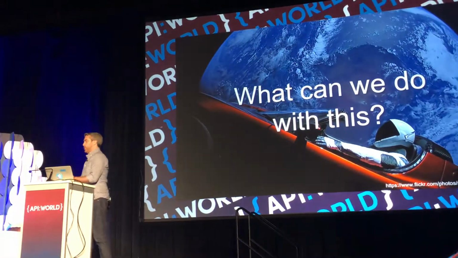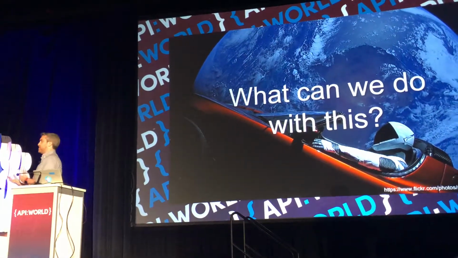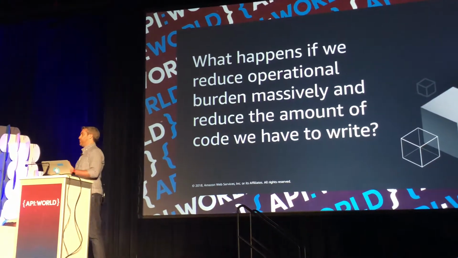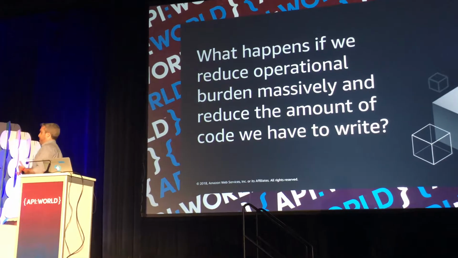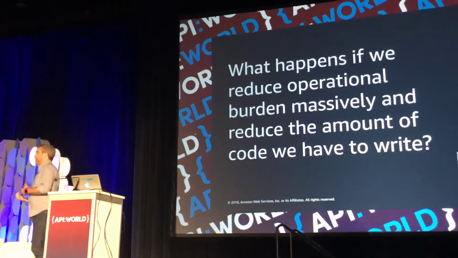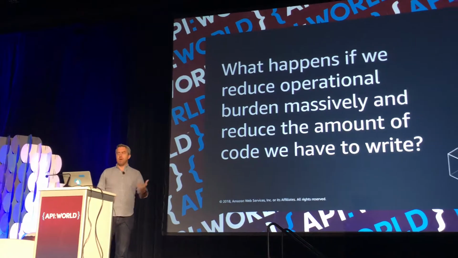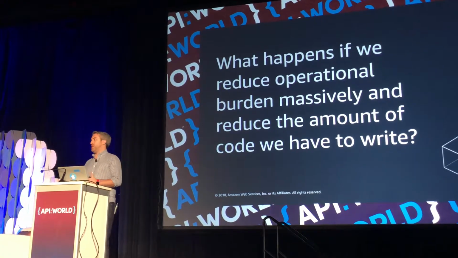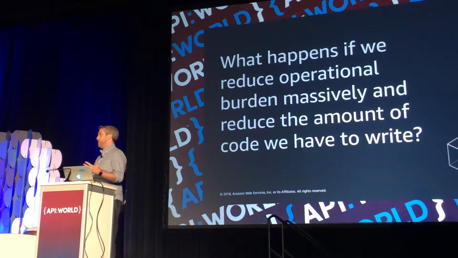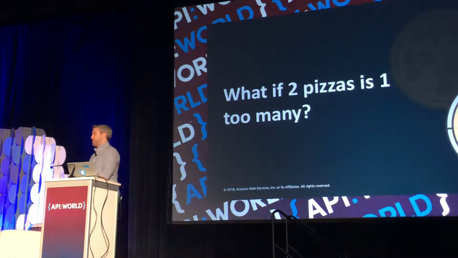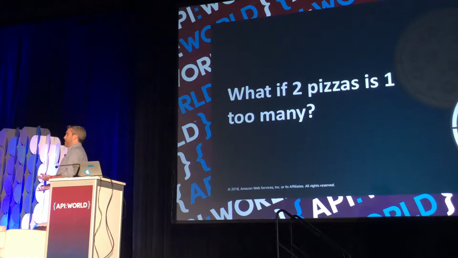So if we put this all together, what can we do with this? What is the vision of what happens here? And what we ask ourselves is, what happens if we greatly reduce the operational burden that our internal teams have? So for example, if they start leveraging serverless technologies such as Lambda, fronted by things like API Gateway and AppSync, what can we do to help change the way that they're operating? And we end up asking ourselves, what if two pizzas is one too many?